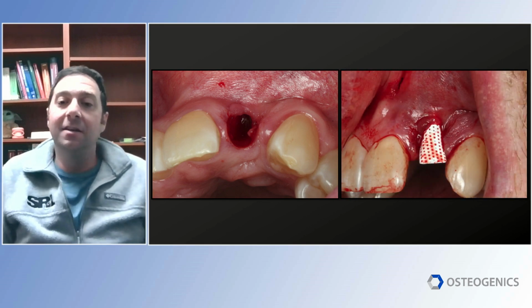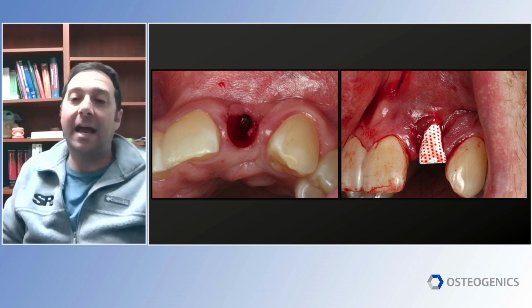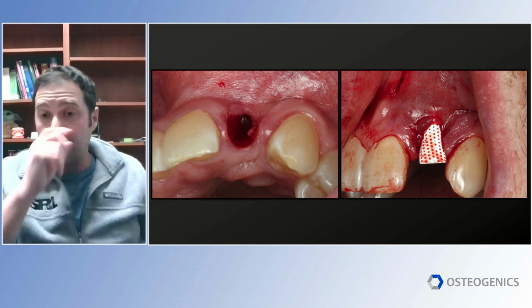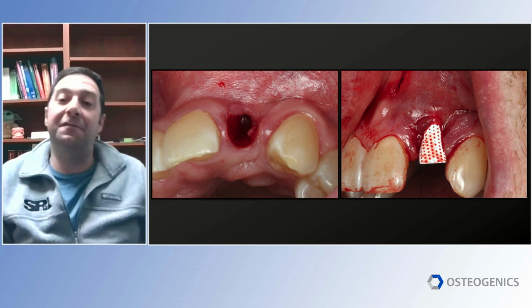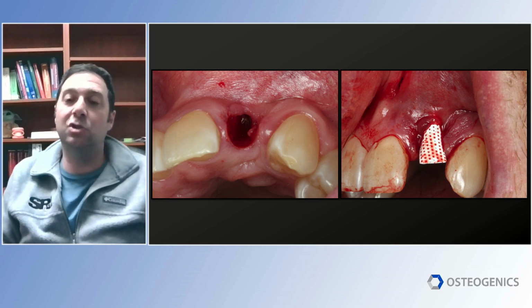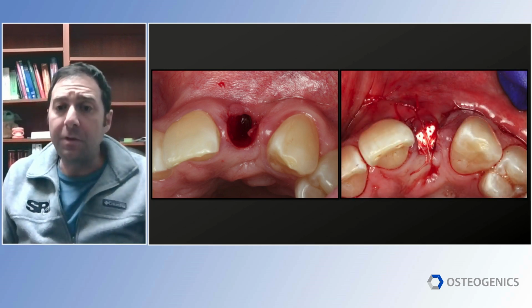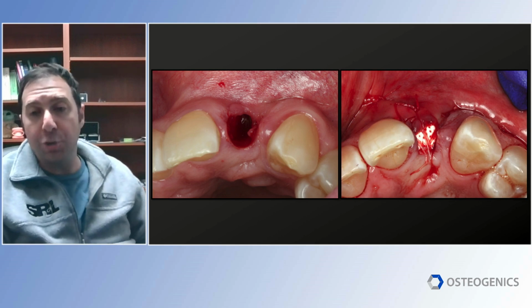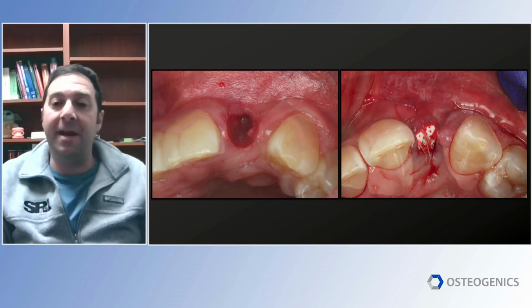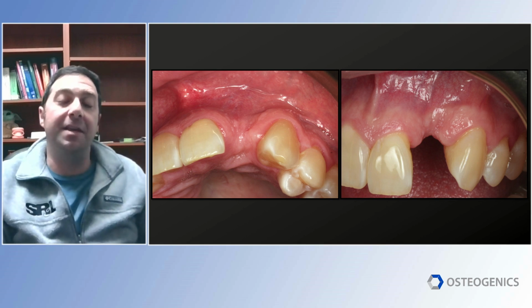So there it is. You can see the vestibular access incision apical to the central incisor. I've now tucked my PTFE membrane into the defect to surround the entire aspect of that defect. Grafted, sutured, and I let the patient go off for a few months. And this is what we were left with.